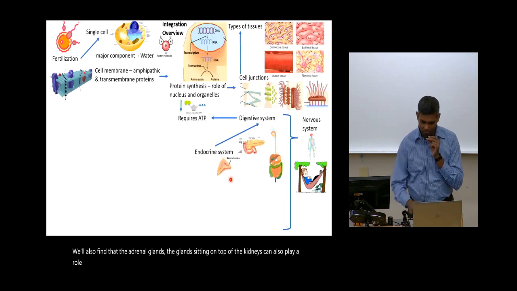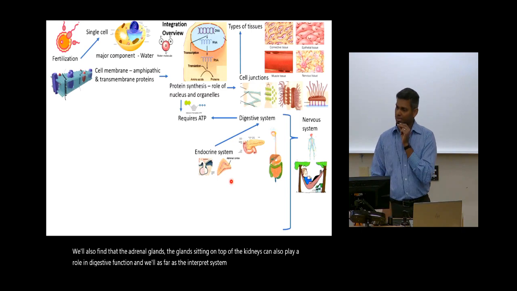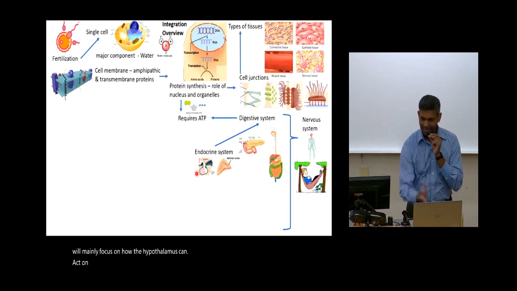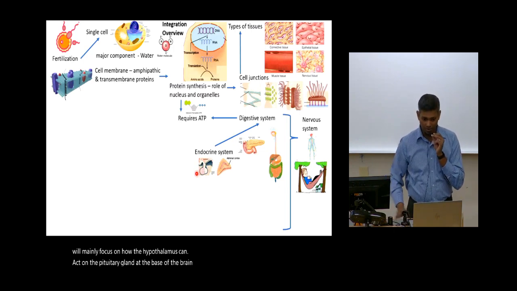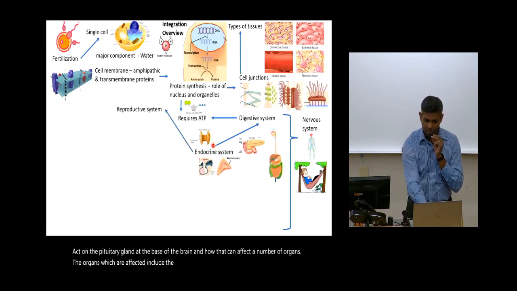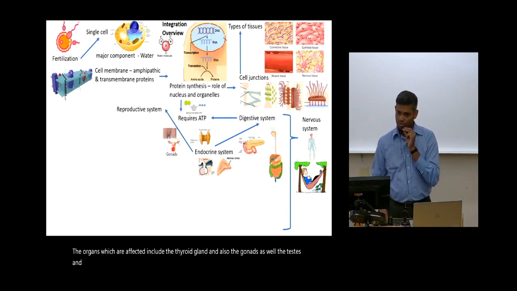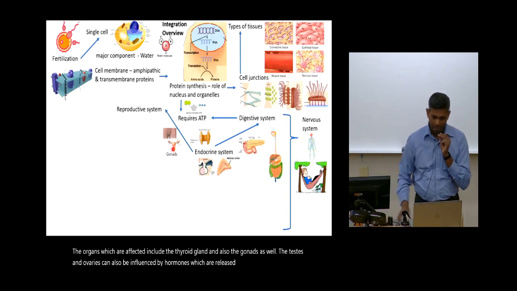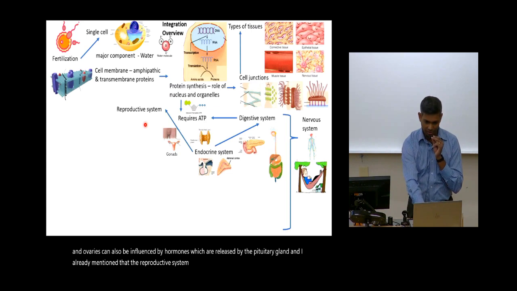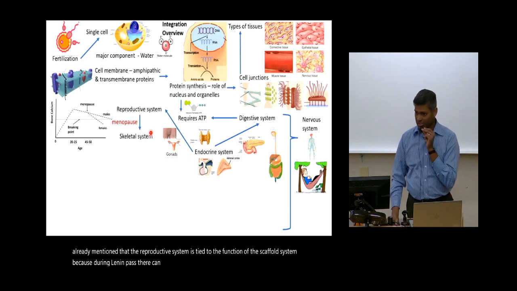As far as the endocrine system is concerned, this semester we'll mainly focus on how the hypothalamus can act on the pituitary gland at the base of the brain, and how that can affect a number of organs. The organs which are affected include the thyroid gland and also the gonads as well. The testes and ovaries can also be influenced by hormones which are released by the pituitary gland. And I already mentioned that the reproductive system is tied to the function of the skeletal system, because during menopause there can be a decrease in bone density.